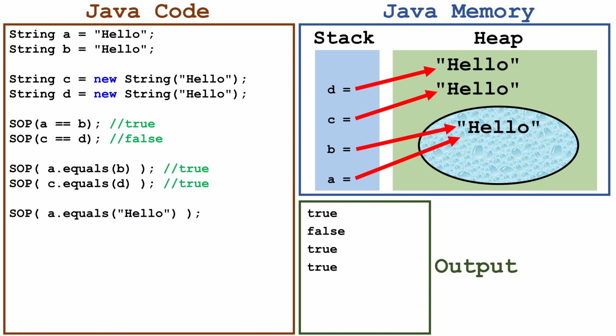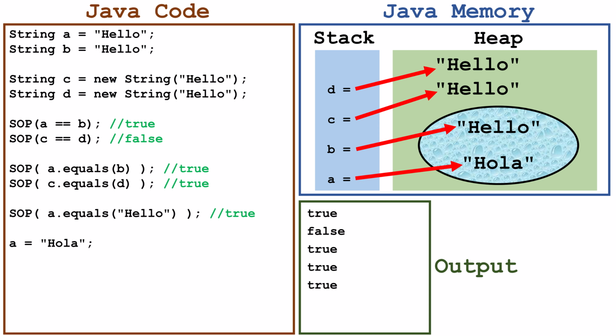Let's look at another way to use the string class's equals method. Here, we're calling the equals method from the string object that A is pointing at. We're passing the string literal hello to the method. Since A is pointing at a string object that is equal to the string literal we're passing, the method will return true. Next, let's change A.